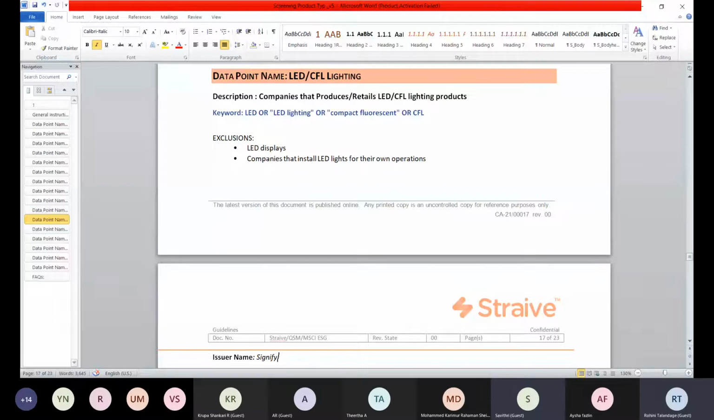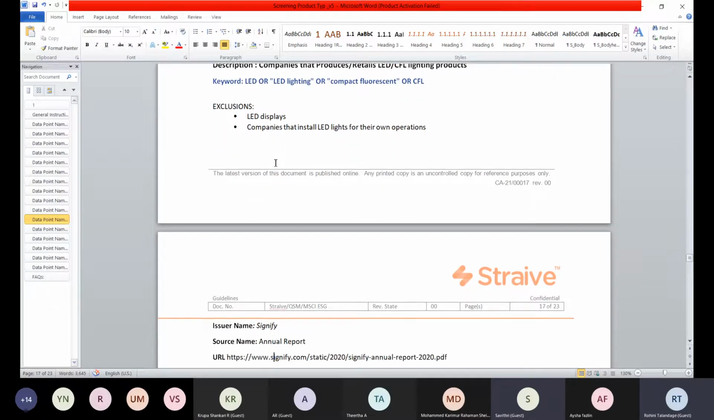Now in this case there are some exclusions. Okay, in case the company installs LED lights for their own operations, in this case it is not revenue generation. They are not getting any revenue from that. So in this case, we have to mark it as no, because they are installing it for their own use, not for selling purposes.